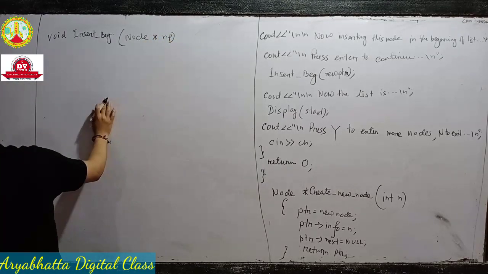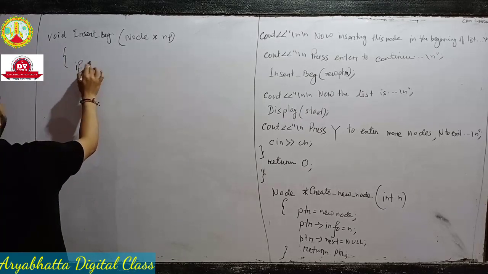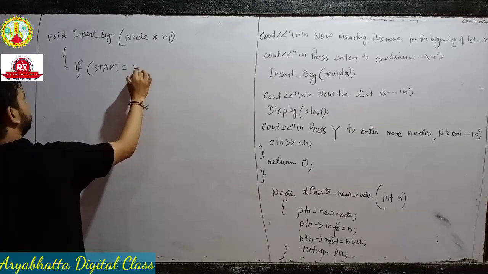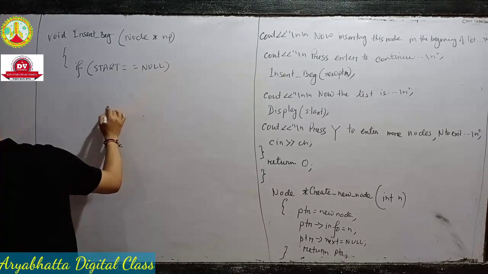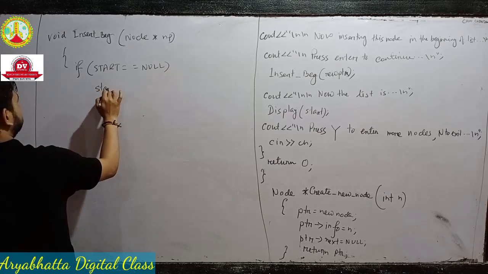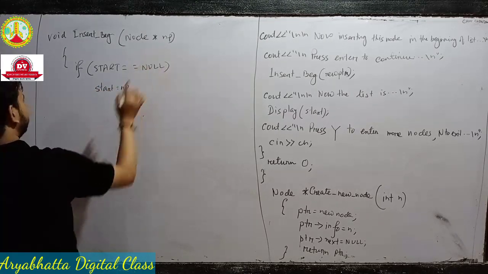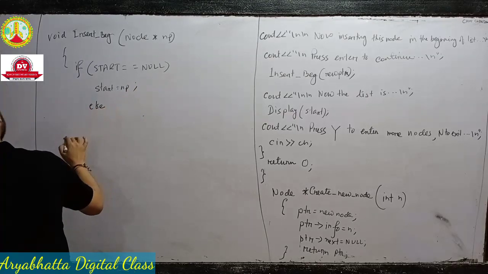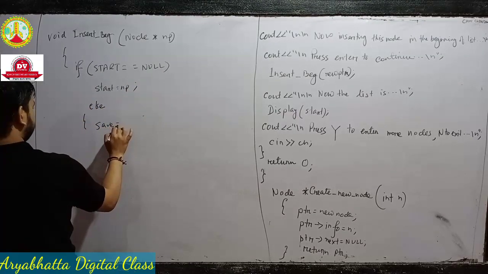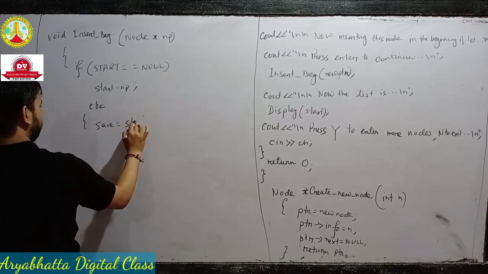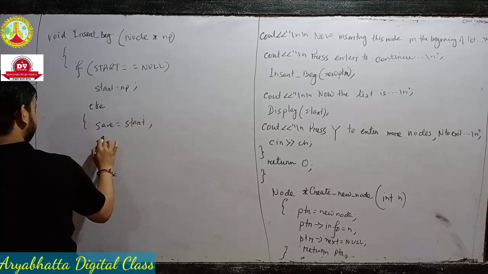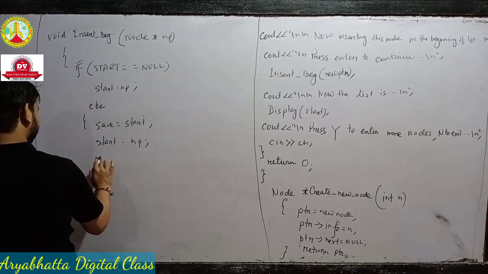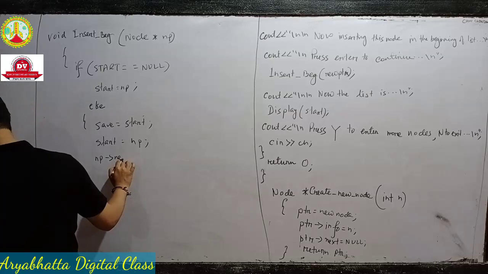NP. This is just: if start is equal to null, means if the list is empty, NP means new pointer, start will be the new pointer. Else, the remaining: suppose the list is not empty, save is equal to start, start is equal to NP, and NP next will be save.